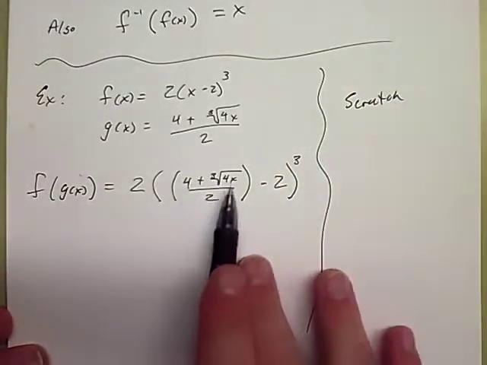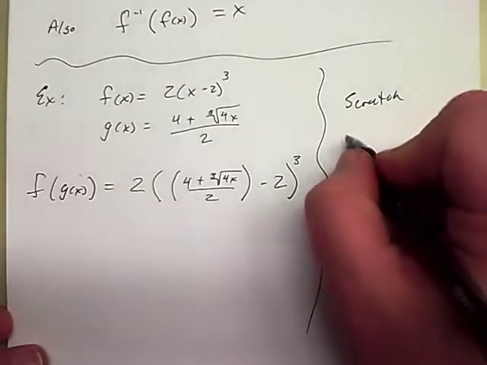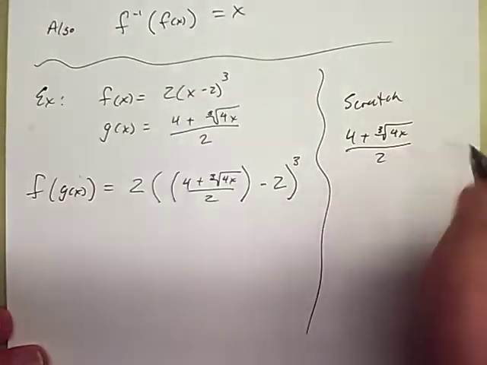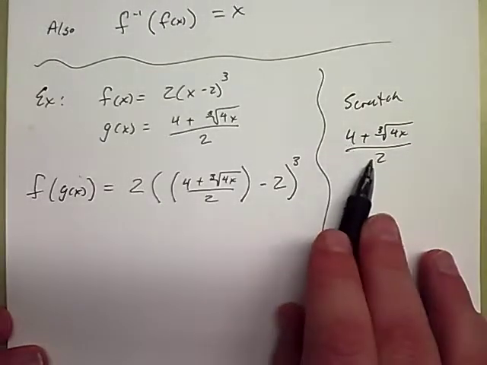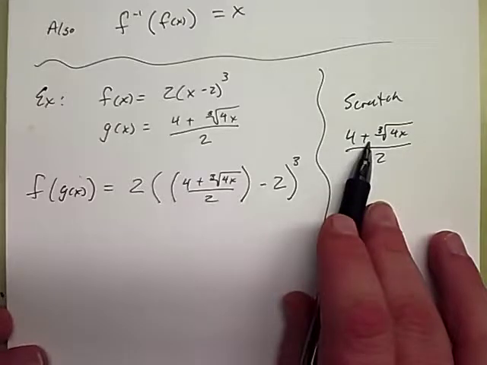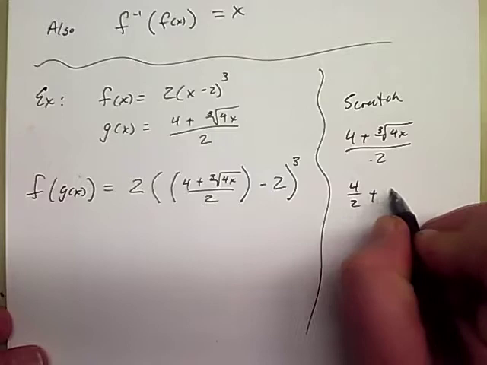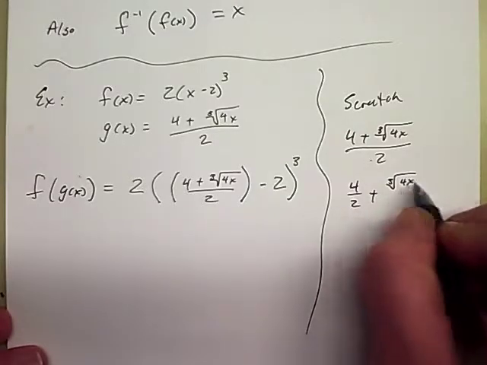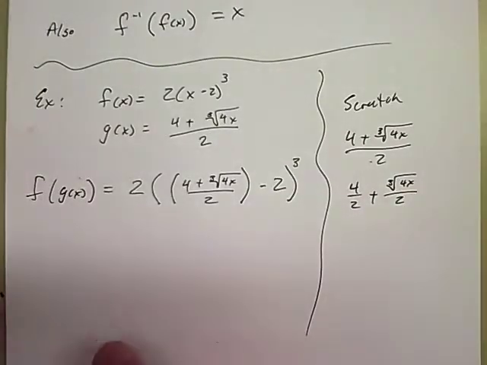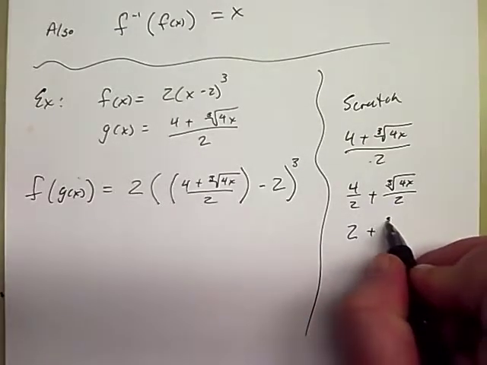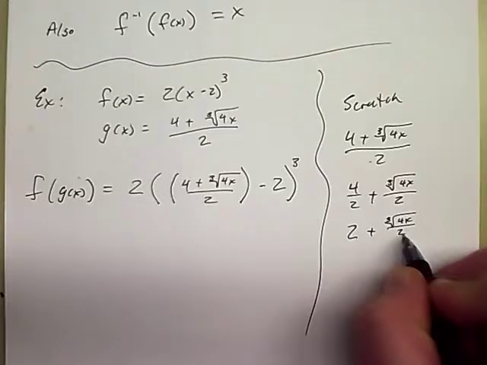I need to take a look at just the inside bit right here: 4 plus the cube root of 4x all over 2. Well, I could look at this as 4 over 2 plus the cube root of 4x over 2. Now we know that 4 divided by 2 is 2, so that leaves me with 2 plus the cube root of 4x over 2.